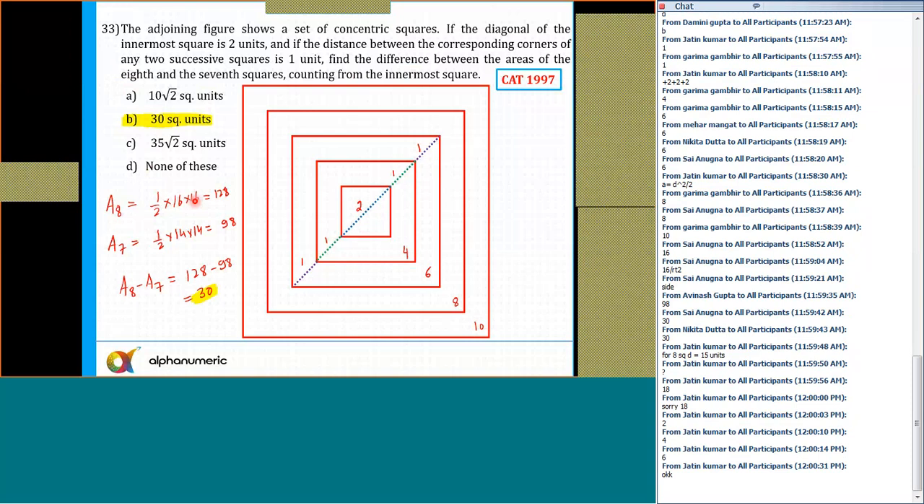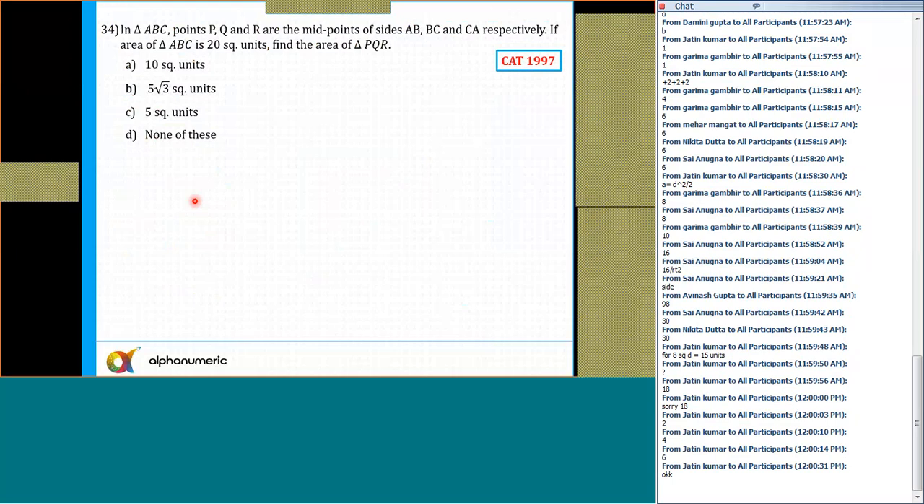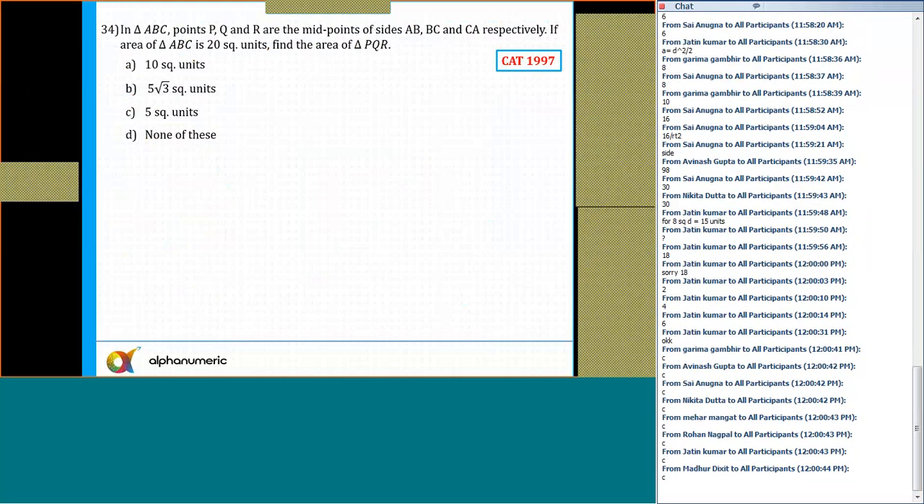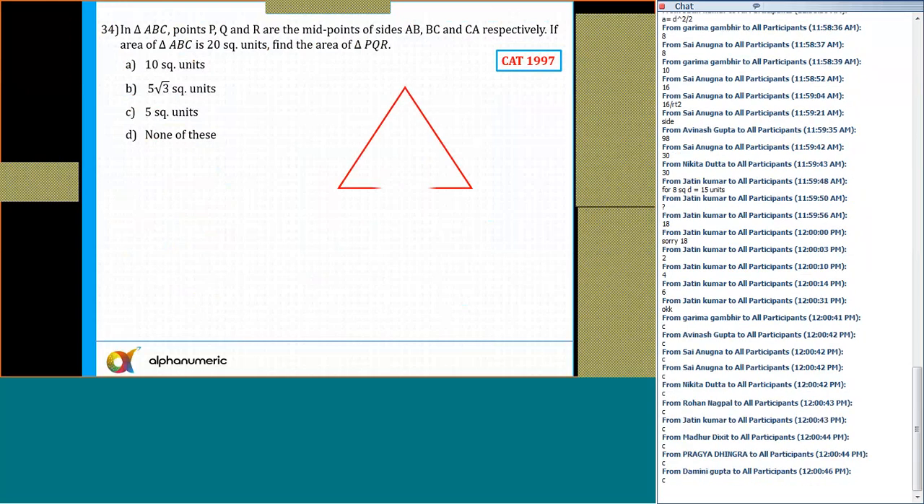Any doubts to anyone? Okay. 34th. What is the answer for 34th? A very easy one. The answer is simply 5 square units.